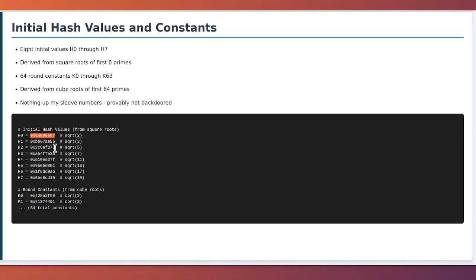The 64 round constants, K0 through K63, follow a similar pattern. They are the first 32 bits of the fractional parts of the cube roots of the first 64 prime numbers. The cube root of 2 is approximately 1.259921, with a fractional part of 0.259921, giving K0 equals 0x428a2f98.